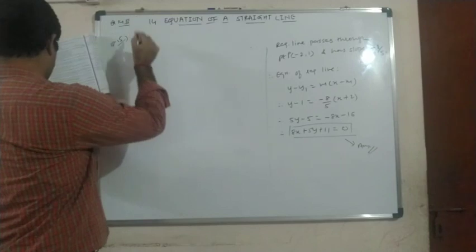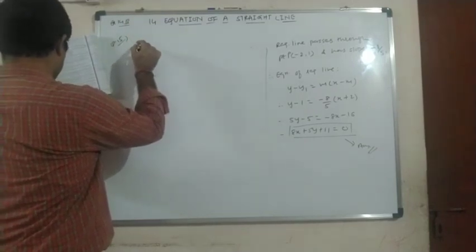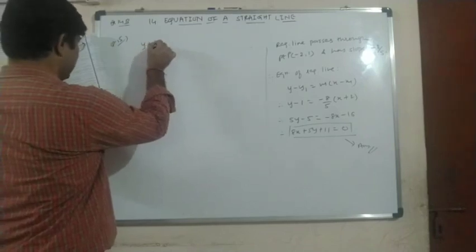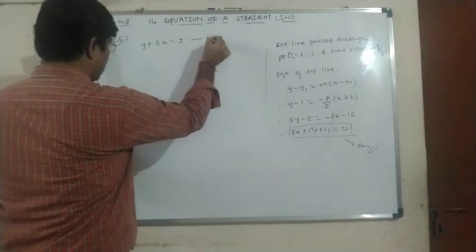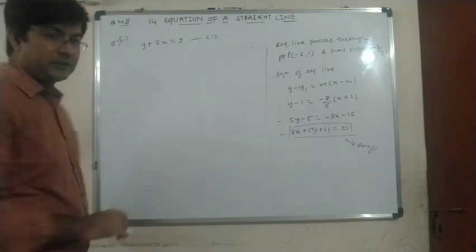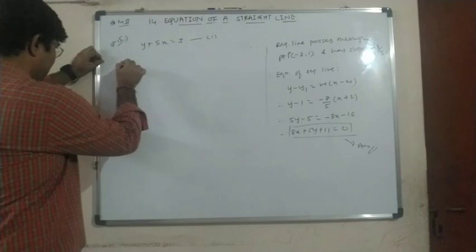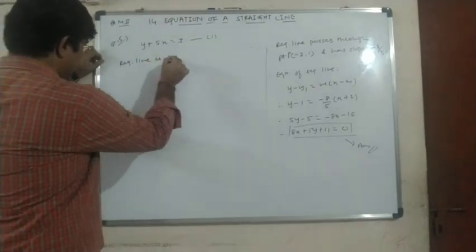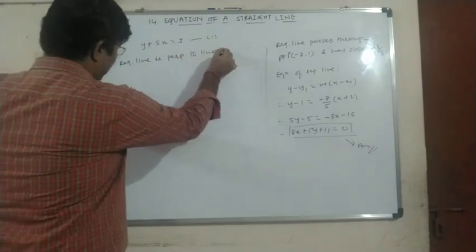Okay, question number 15. Equation of a line passing through the origin and perpendicular to line y plus 5x is equal to 3. Okay, this is the given line. Now it is given that the required line is perpendicular to the given line. We will write down that the required line is perpendicular to line 1.